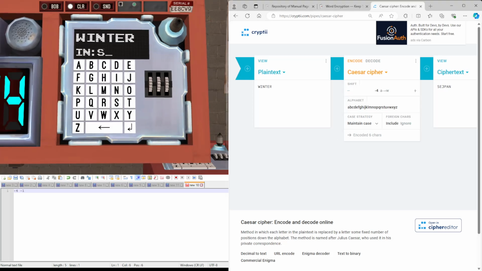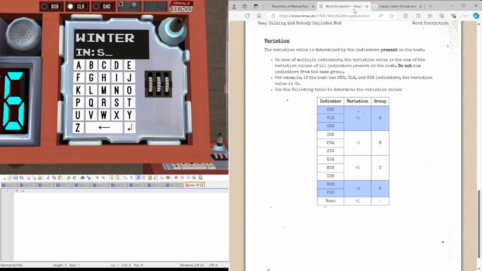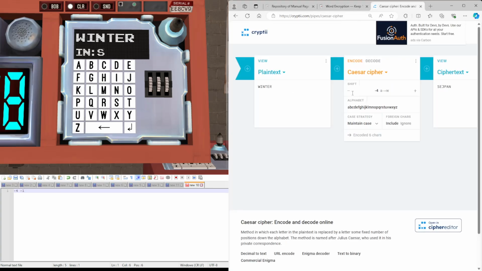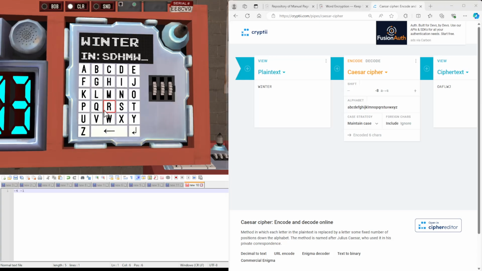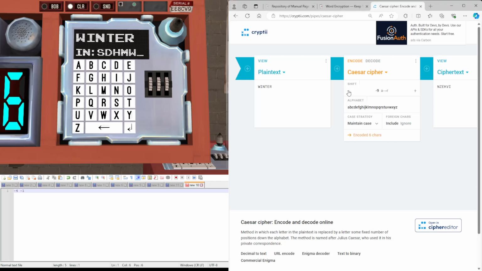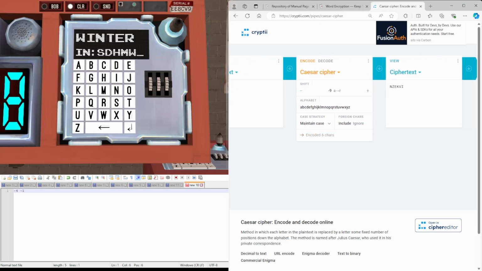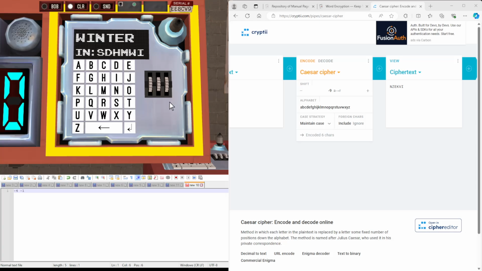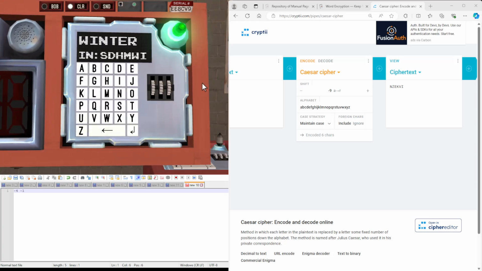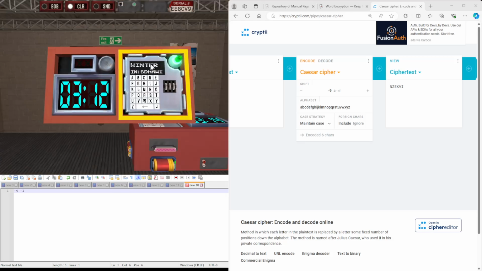We then go by our shifts, which is -1, because of this. So we're going to go to -5, and the second letter is D. -6, H. -7, M. -8, W. And -9, I. And if we've done this right, when we press the enter button, we get our module.